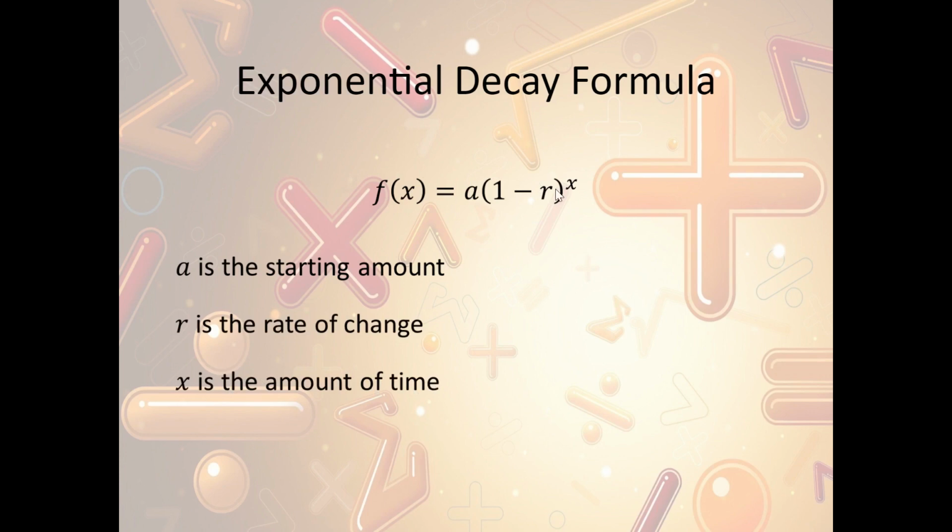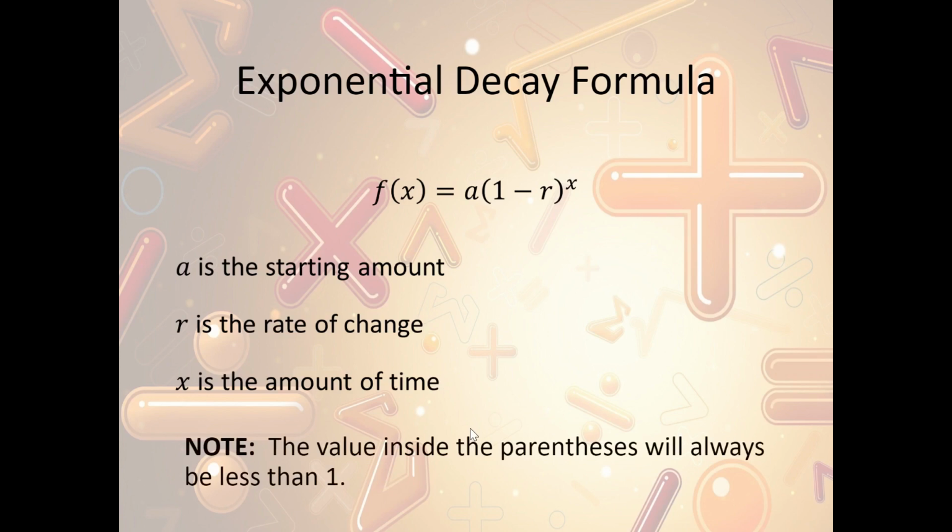X is the amount of time. So let's say we're paying it off in 12 months. And then notice the value inside the parentheses will always be less than 1 because it's 1 minus some value. And we know that R is never going to be negative. So it's 1 minus some value, so that means it's going to be something less than 1.